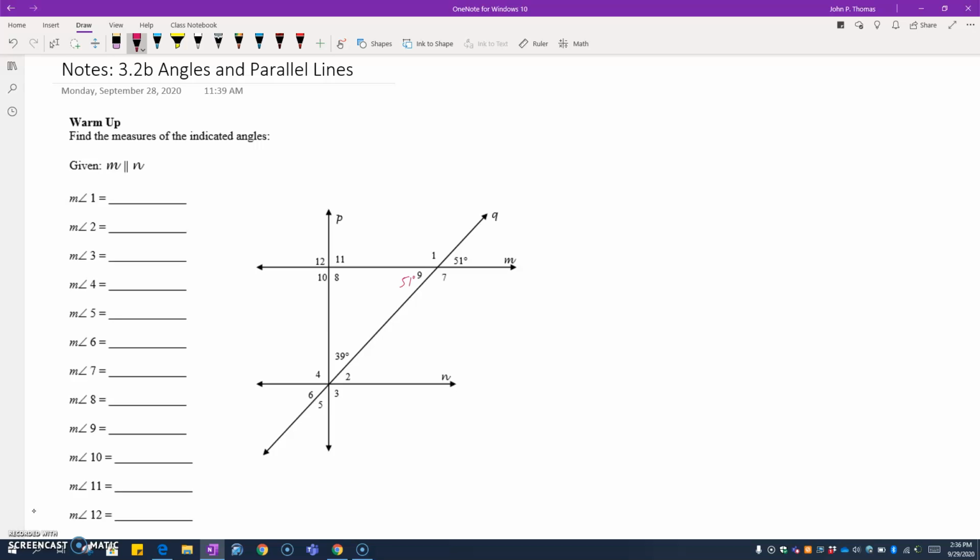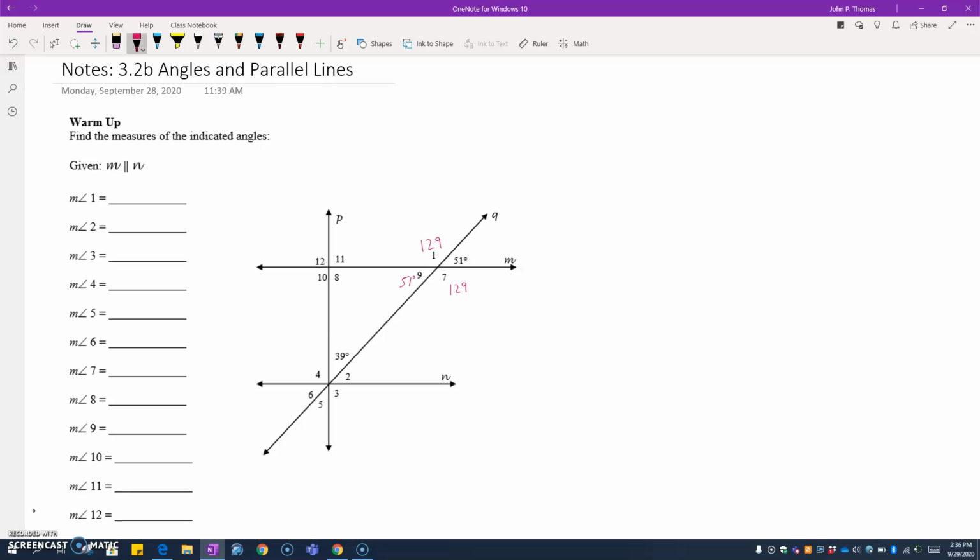Now, angle 1 has to be supplemental with angle 9. So we need to find what would add to 51 to give us 180, which would be 129. And then by vertical angles, we can go to 7, and we get 129 there as well. One thing I want you to notice is how I'm attacking this problem, not even looking at what order the questions are in. Sometimes trying to follow that order can make the problem a lot more difficult.